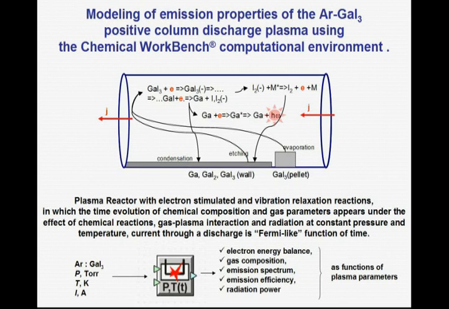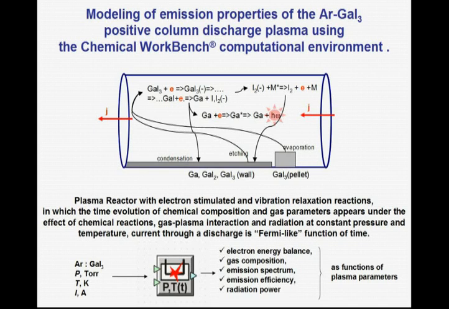As an example, let's see modeling of emission properties of the argon gallium iodide 3 positive column discharge plasma using the Chemical Workbench computational environment. Modeling of argon gallium iodide 3 positive column discharge plasma will be carried out using a non-equilibrium plasma chemistry reactor with electron-stimulated and vibration relaxation reactions, in which the time evolution of chemical composition and gas parameters appears under the effect of chemical reactions, gas-plasma interaction, and radiation at constant pressure and temperature.